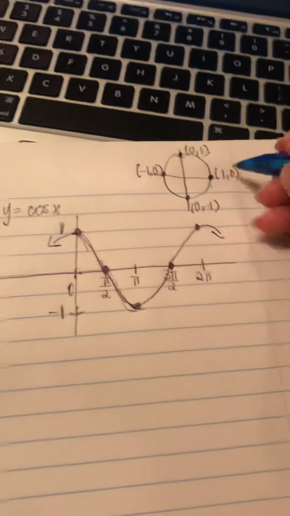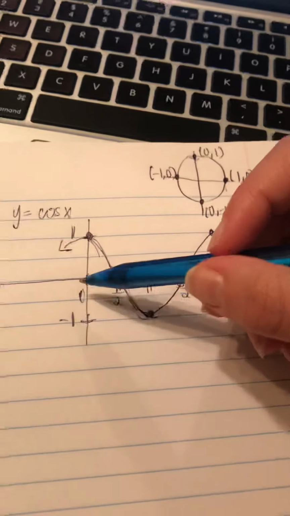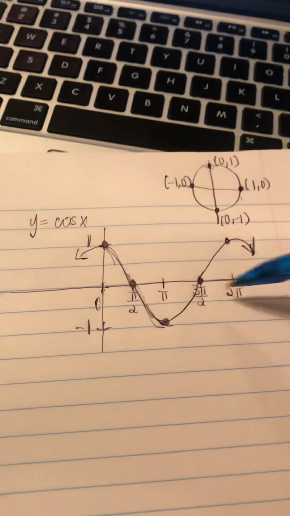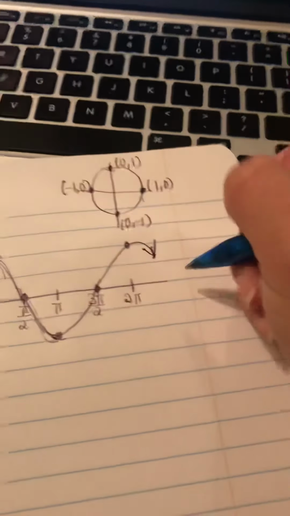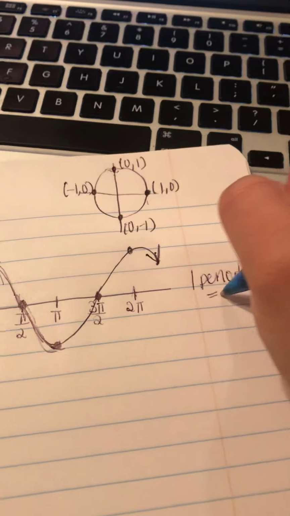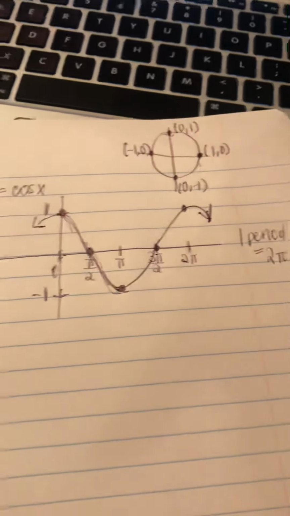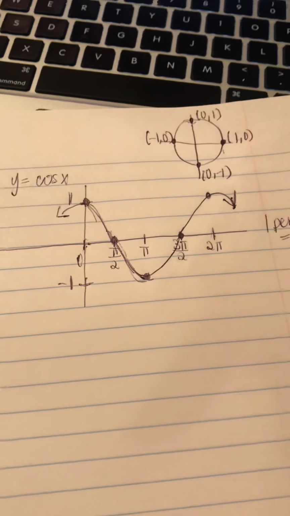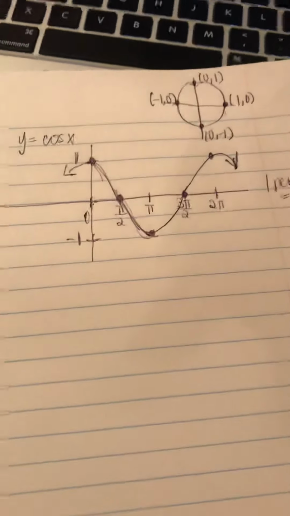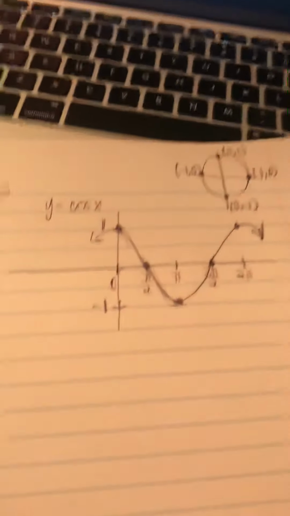So this is what we call one period of cosine. So 1 period starts at 0 and ends at 2 pi. So we're going to say 1 period is equal to 2 pi radians. Okay, so we've got 1 period of cosine. I'm going to do 1 period of sine, and then I'm going to show you how to do the transformations like the ones in our exploration. So let's do sine really quickly.